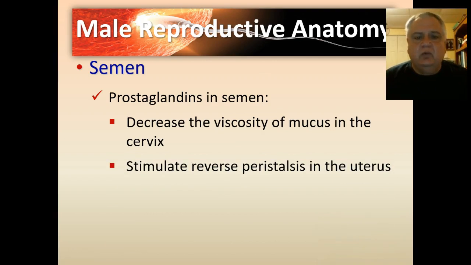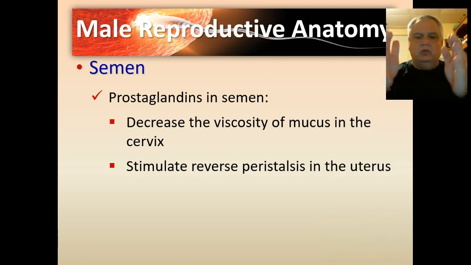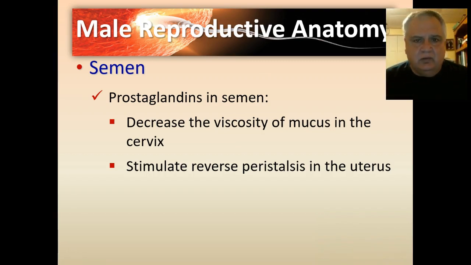The prostaglandins will also stimulate reverse peristalsis in the uterus. So instead of peristaltic contractions going from the top of the uterus down, peristaltic contractions will begin to move from the base of the uterus down at the cervix up toward the fundus of the uterus, more superiorly. This will help to draw sperm up through the uterus as well.